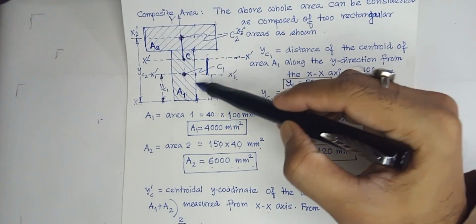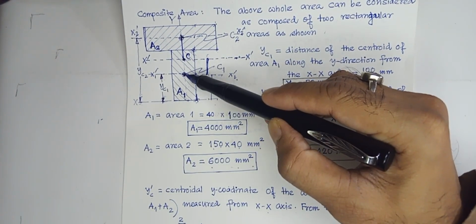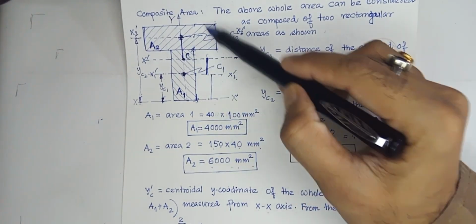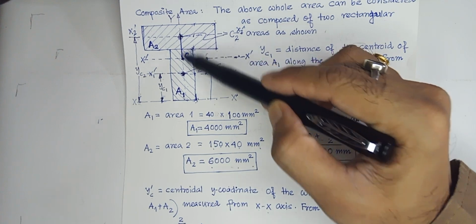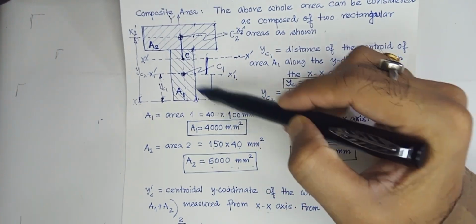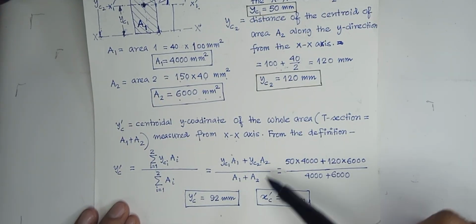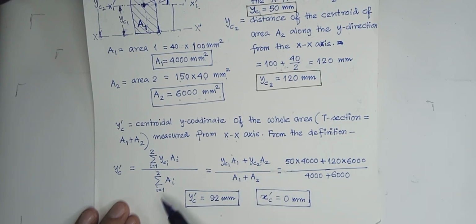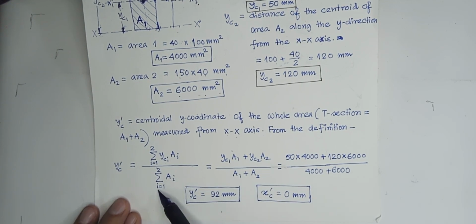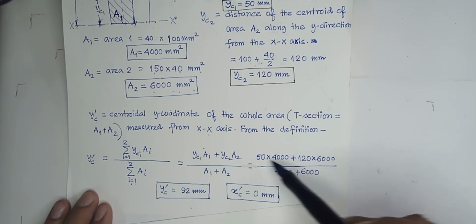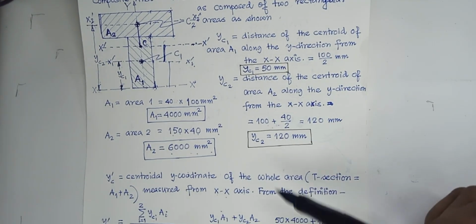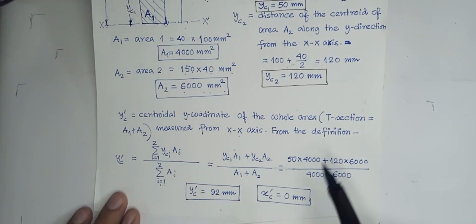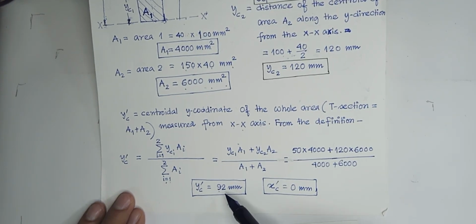So individual area multiplied by its y coordinate of the centroid, plus this area multiplied by its y coordinate, that means centroidal y coordinate from this axis. So that is the numerator divided by the entire area a1 plus a2, that is sum of ai varying from 1 to 2. Okay, and we have just replaced these values because we know a1, a2 and yc1, yc2. We can directly replace these here and we can get the values. You can see the value is coming to be 92 millimeter.